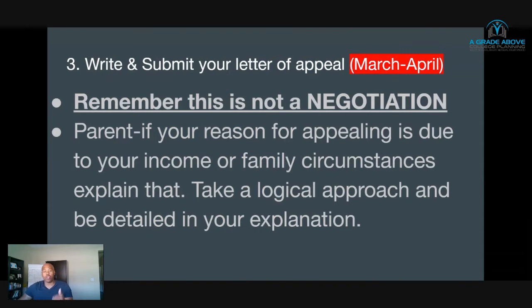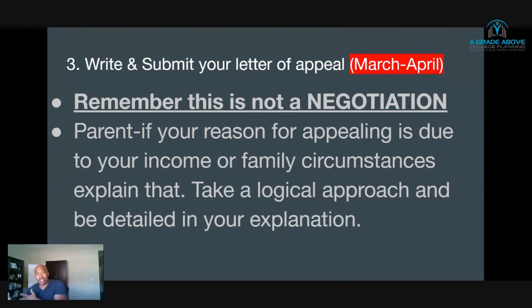So if you are at the point where you need to write and submit a letter of appeal, this is a whole part of the appeal process. Typically you do this between March and April. Decisions are usually made in May, as far as you as a family, the student or parent, making your decision on where your student is going to attend college. So if there's any money needed to bridge the gap, or to make it more worth your student's while based on your family situation, typically you want to do that between March and April.